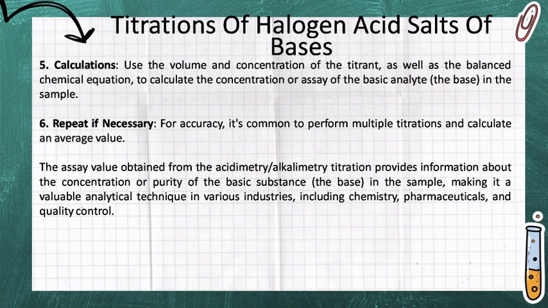Sixth, repeat if necessary. For accuracy, it's common to perform multiple titrations and calculate an average value. The assay value obtained from the acidimetry, alkalimetry titration provides information about the concentration or purity of the basic substance, the base, in the sample, making it a valuable analytical technique in various industries, including chemistry, pharmaceuticals, and quality control.